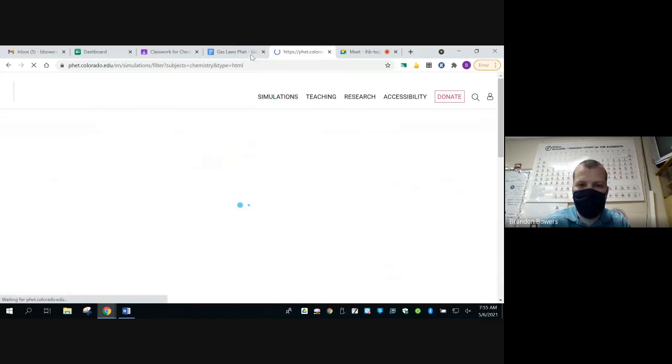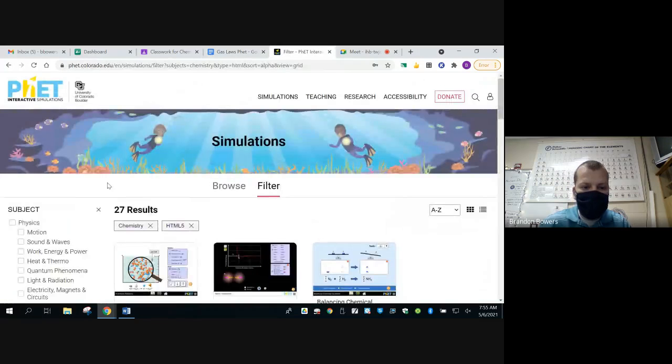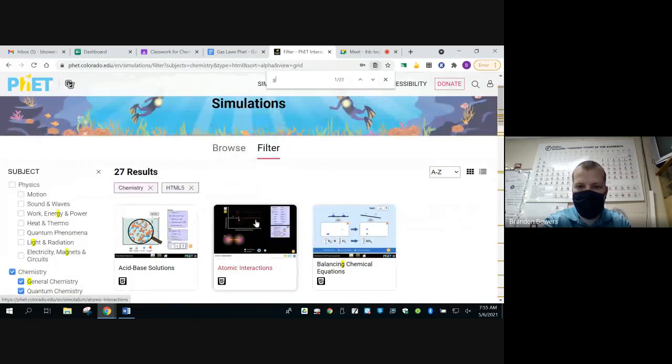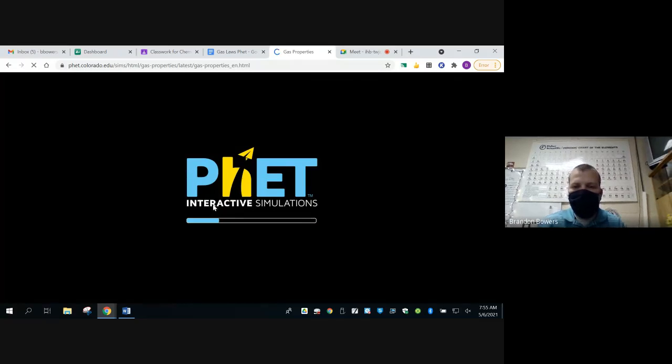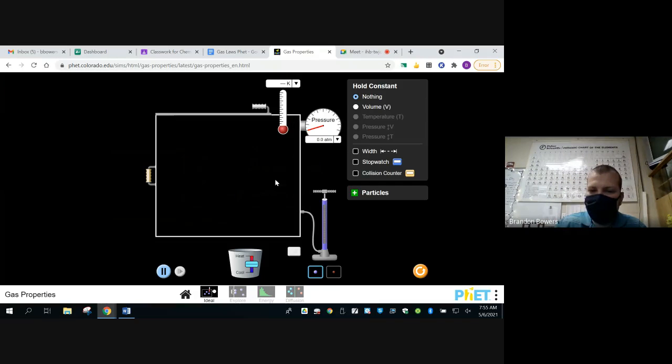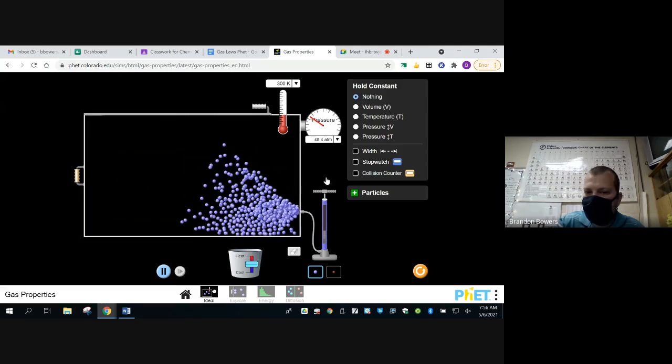We'll go to chemistry. Heat and thermo. There it is. Oh, that was pretty easy. Okay. So click on gas properties. Now, we're going to do ideal gases because that's what we've been kind of talking about. Now, you can hold different things constant, okay? You can change the pressure and volume. You can add heat down here. You can cool it down. You can add particles by pumping them in. You're going to add as much particles as you can.